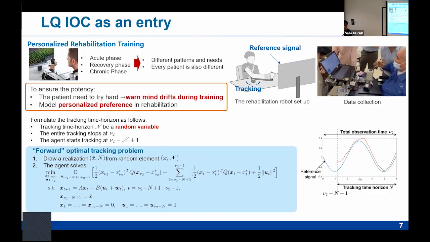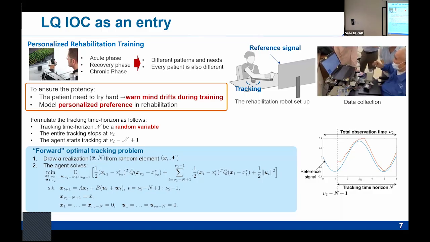But the key aspect is that the patients also need to try very hard. If I don't really care, then it's not rehabilitation, and the neurons won't grow in his or her brain. So you need to warn about this mind drift during training. If you see a warning, the physician or clinician will say, it seems like you are not doing well, so what happened? Basically, this is the idea. Since everyone is different, we want to model everyone's personalized preference in rehabilitation. Someone is maybe more aggressive.